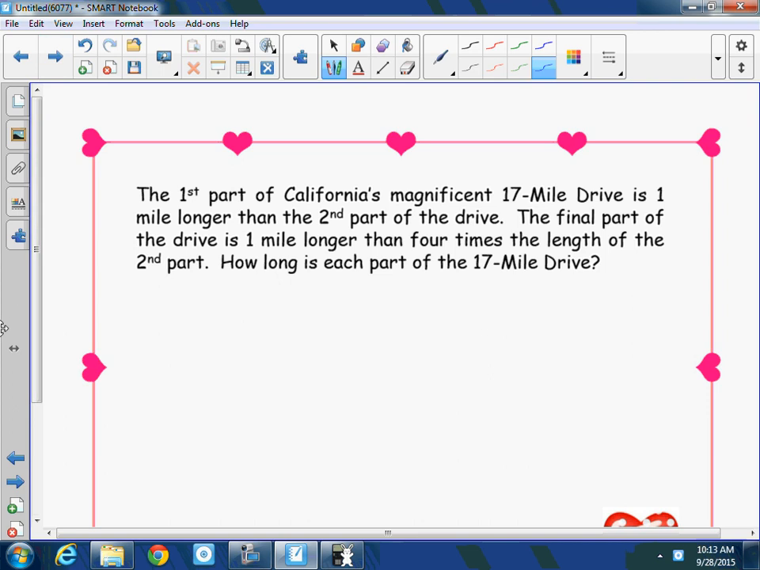All right, the first part of California's magnificent 17-mile drive is 1 mile longer than the second part of the drive. The final part of the drive is 1 mile longer than 4 times the length of the second part. How long is each part? So if you read, it has 3 parts.